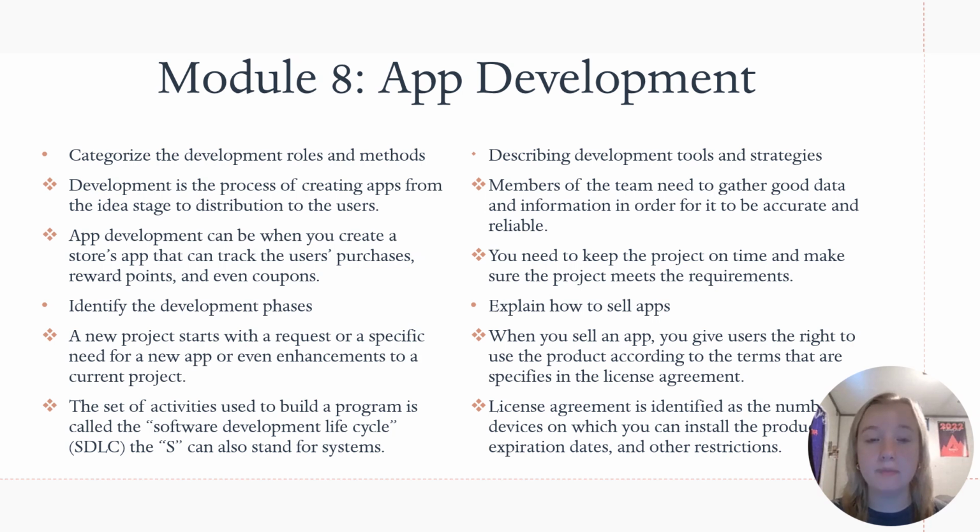Explaining how to sell apps. When you sell an app, you give users the right to use the product according to the terms that are specified in the license agreement. A license agreement identifies the number of devices on which you can install the product, any expiration dates, and other restrictions.